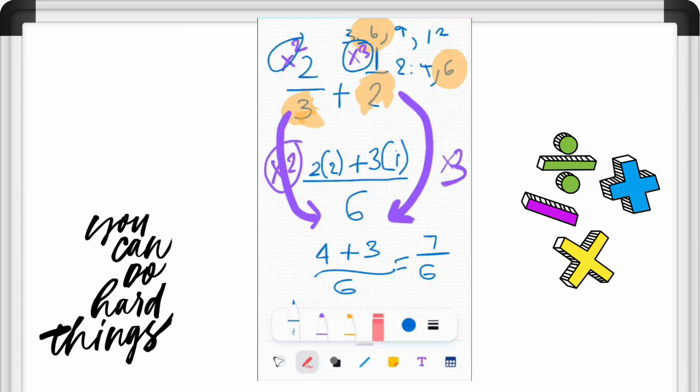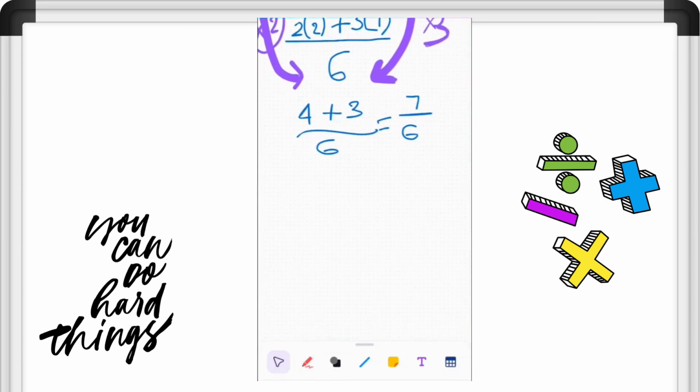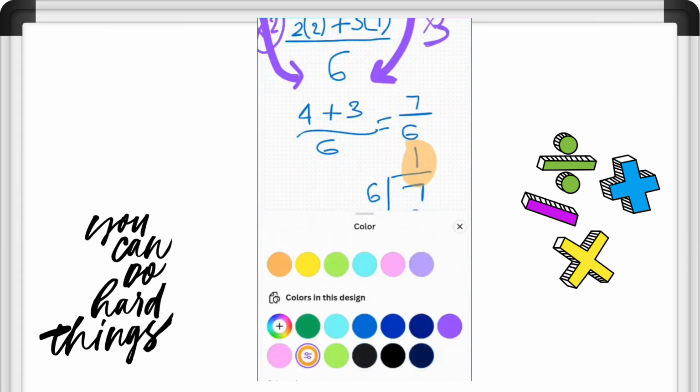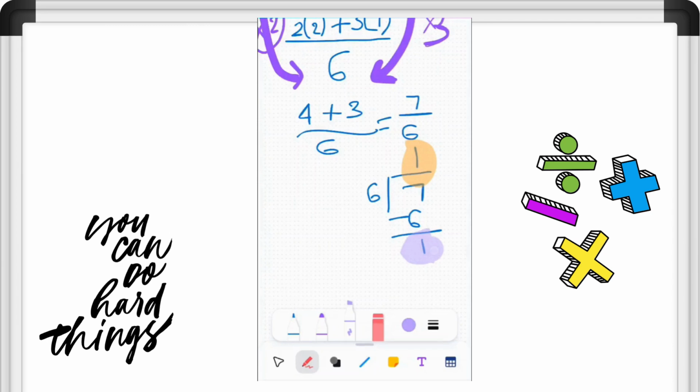But always remember, we have to simplify fractions. To simplify it, we simply are going to divide 7 by 6. How many times can 6 go into 7? Well, that's 1. 1 times 6 gives me 6. And if I minus that, I have 1 left. The number at the top, this is my whole. And the number at the bottom, that is going to be what is left. So my final answer is 1 whole, and I have 1 of the 6 left.